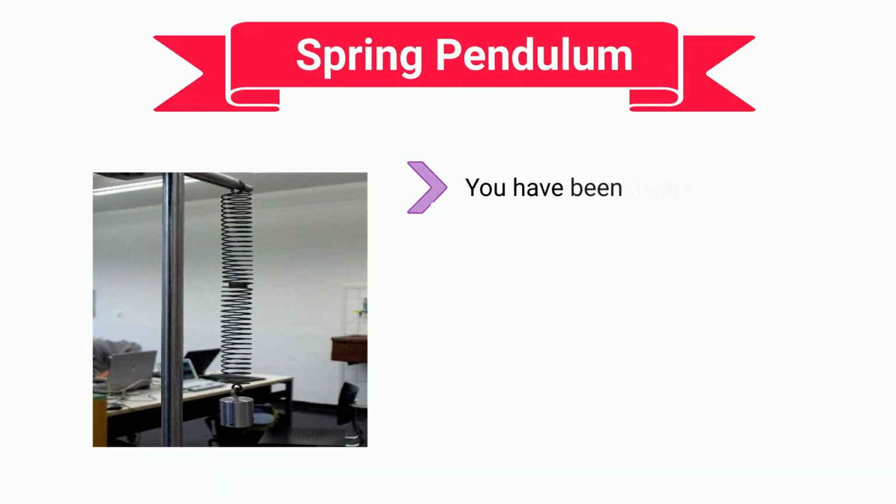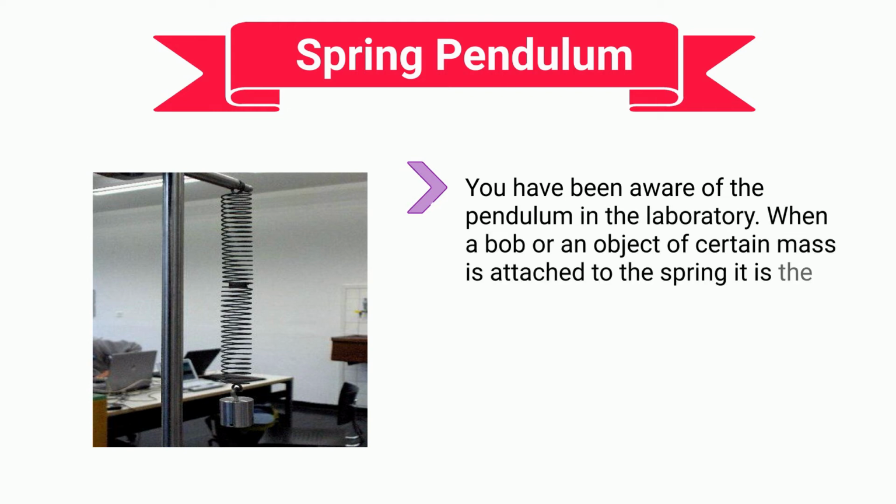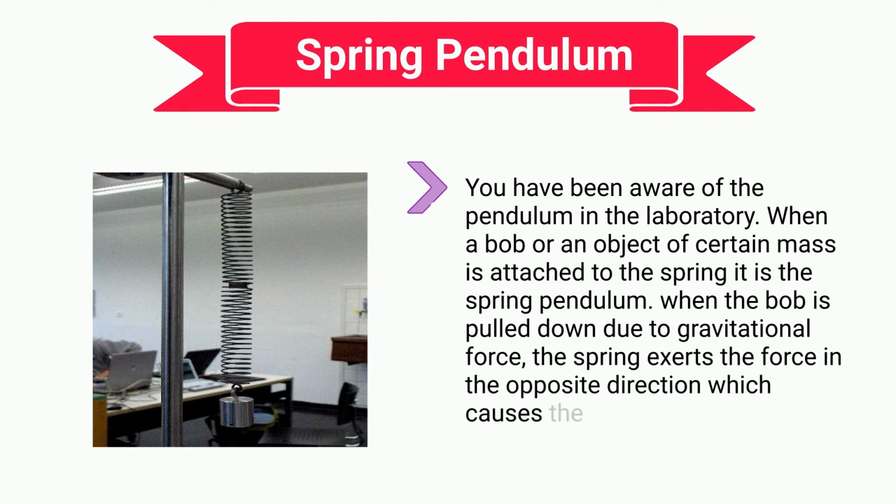Spring pendulum. You have been aware of the pendulum in the laboratory. When a bob or an object of certain mass is attached to a spring, it is a spring pendulum. When the bob is pulled down due to gravitational force, the spring exerts a force in the opposite direction, which causes the pendulum to swing up and down.